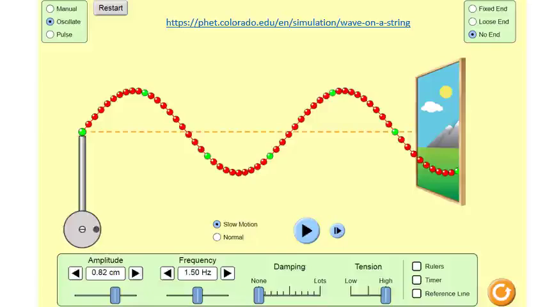So if you have enough data, I encourage you to Google PhET, P-H-E-T, simulation wave on a string, and you should come to this particular simulation, and then just play around with it. There are a couple of settings that are particular for what I'm going to demonstrate to you in the next slide. So I've said that this must oscillate over here. I've said that it must not be fixed over here. It must have no end, right? So unfixed. I've reduced the damping to 0, and I've put it in slow motion. And if you do that, then you should get something that looks like this.